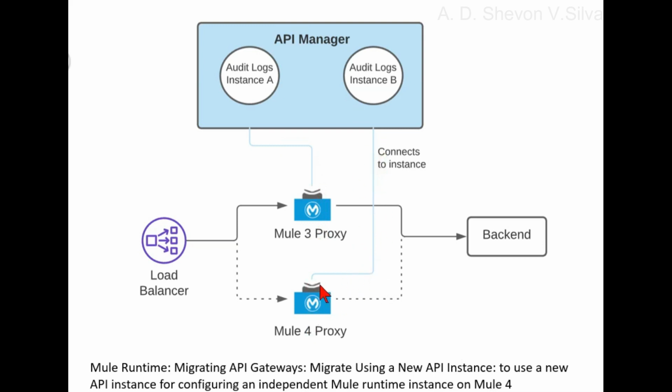to an instance. Here the load balancer is currently connected to Mule 3 and Mule 3 proxy, and Mule 3 proxy is connected to backend. Here the load balancer is connected to Mule 4 and Mule 4 proxy is connected to the backend.